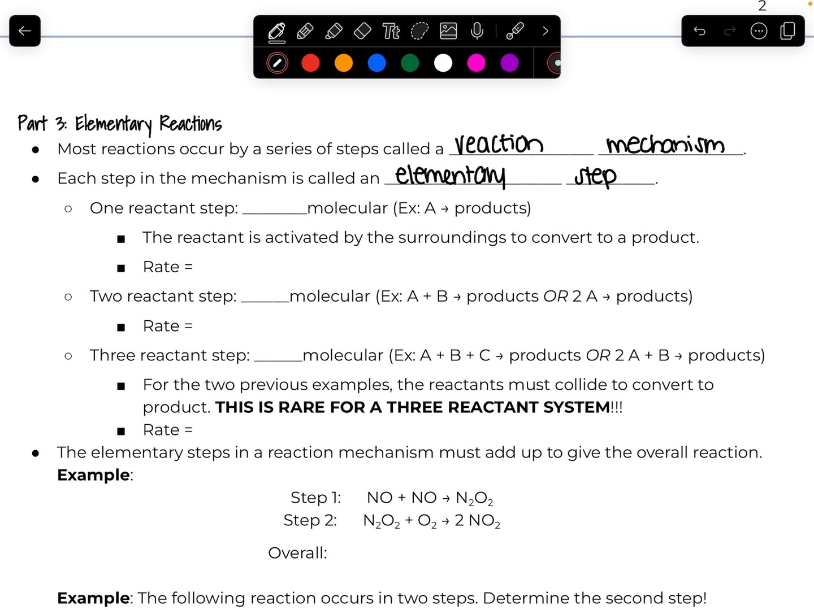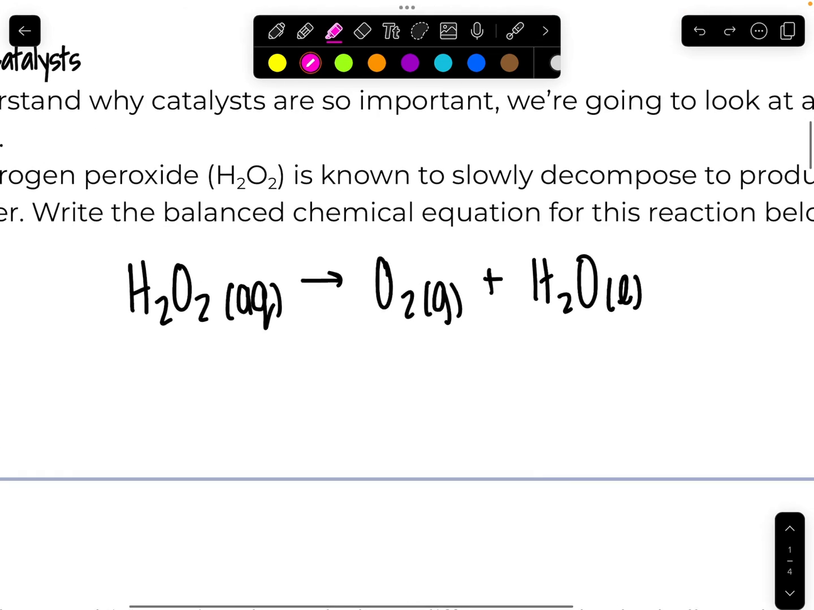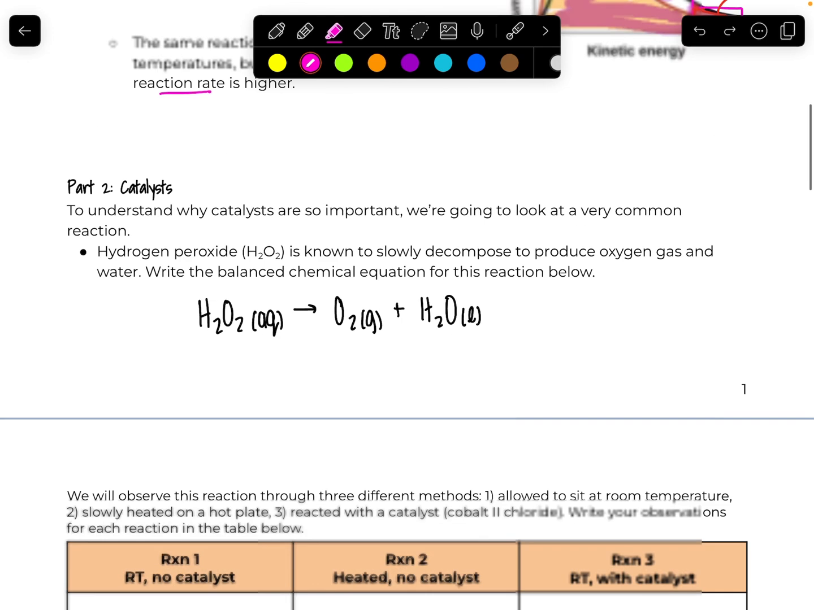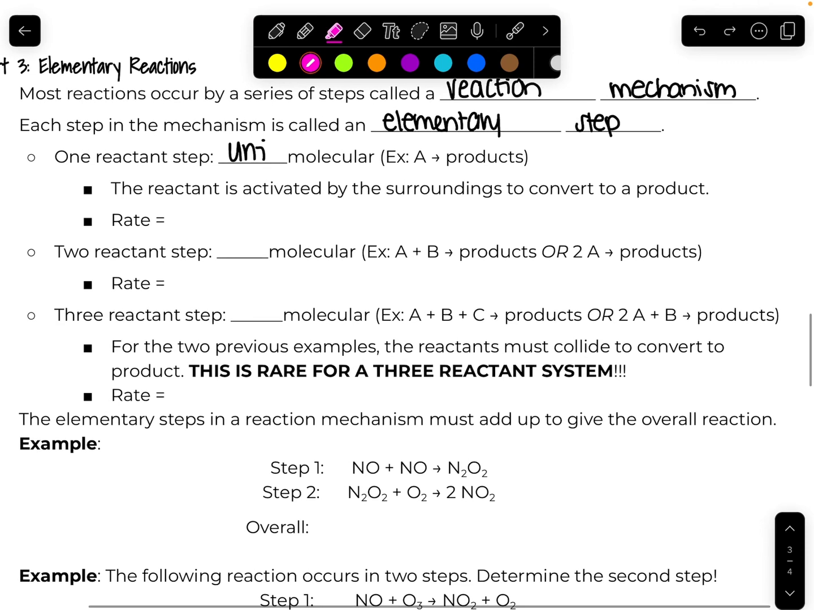If, for example, you had a one reactant step, meaning there's only one reactant in your entire reaction step, you call it unimolecular. Uni meaning one, molecular meaning molecule. A general example is what you can see here if you just had A as a reactant that then produced products. The decomposition of hydrogen peroxide, that is a unimolecular reaction. Hydrogen peroxide is your only reactant there, right? Okay, so unimolecular, one reactant.